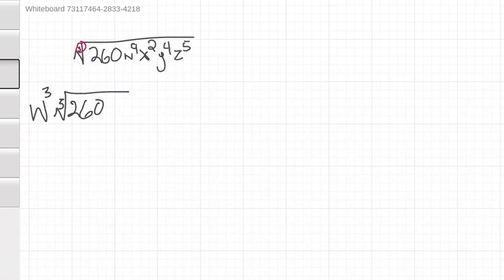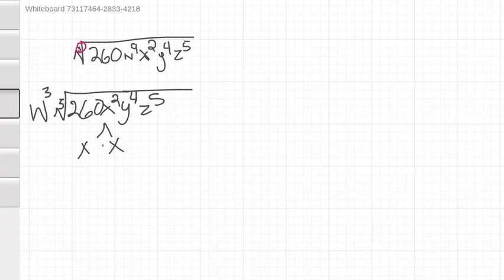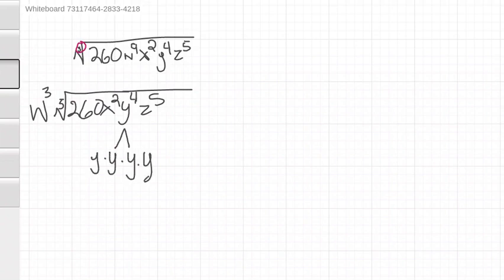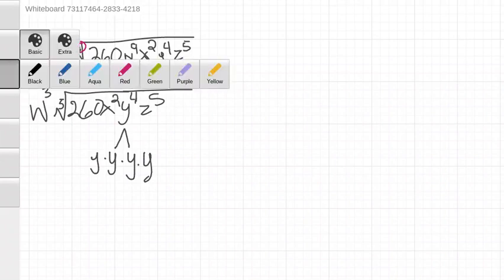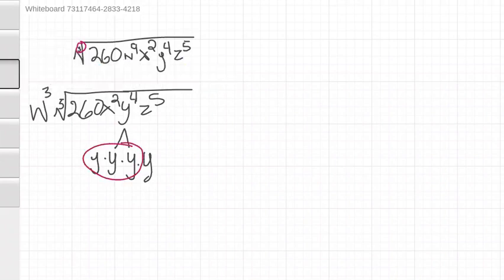Times the cube root of 260x squared y to the 4th and z to the 5th. x squared is just x times x, but since our index is 3, that doesn't matter. y to the 4th is y times y times y times y. We do have a trio in there, so we'll bring y to the outside.